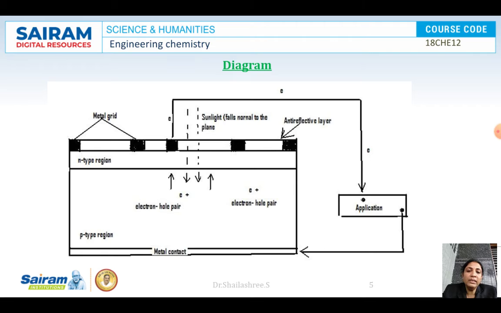And you need to mention here the electromagnetic radiation, that is, solar radiation. In that equation you should write: electromagnetic radiation E is equal to hc by lambda, where h is Planck's constant, c is velocity of light, and lambda is wavelength of light. That must be mentioned in the answer. When this energy falls on the PN junction, electron and hole pairs are generated, and it is very important to show the movement of the electrons to the upper side and the holes to the downside in the diagram.